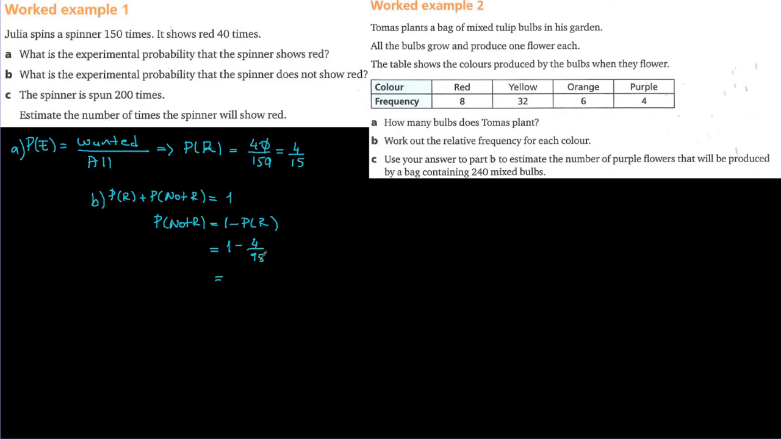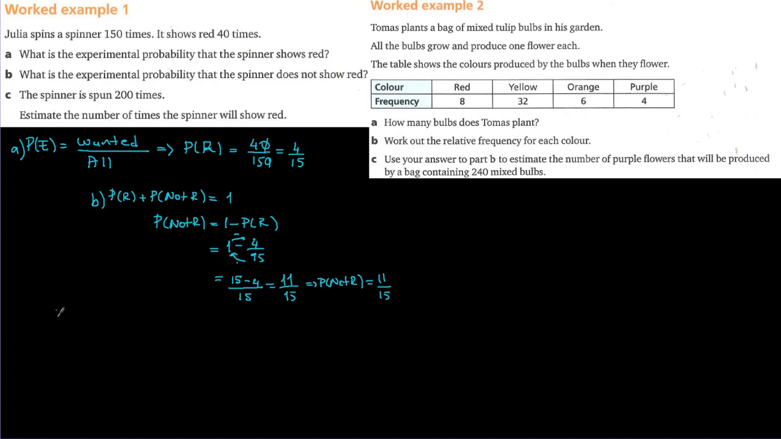And to get this answer, you are going to multiply 15 times 1. Then you are going to subtract 4, which is equal to 15 times 1, 15, minus 4, all divided by 15, which is equal to 11 over 15. So if I write here again, the probability of not red is equal to 11 over 15.